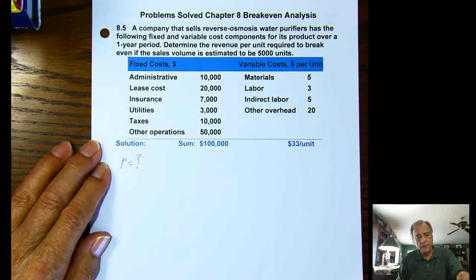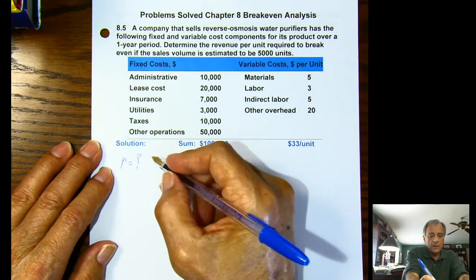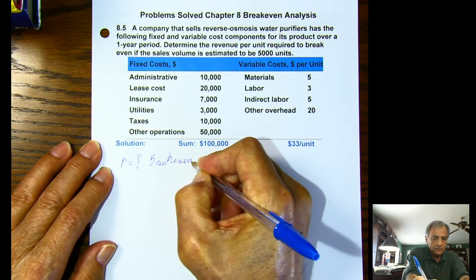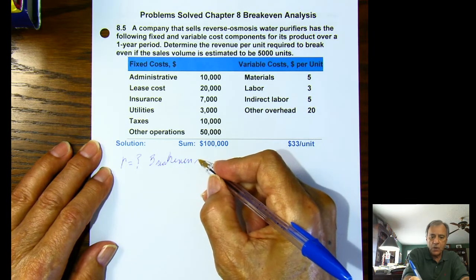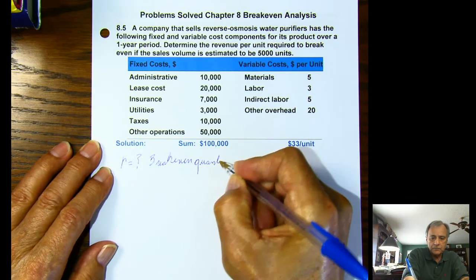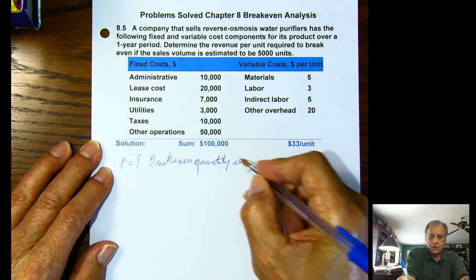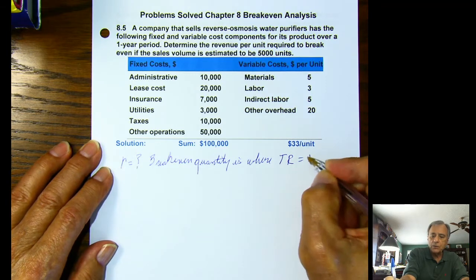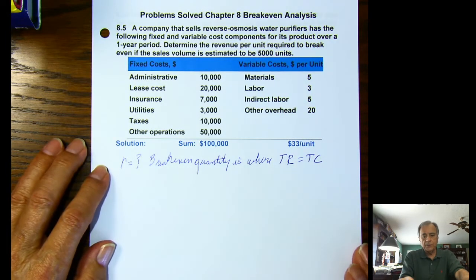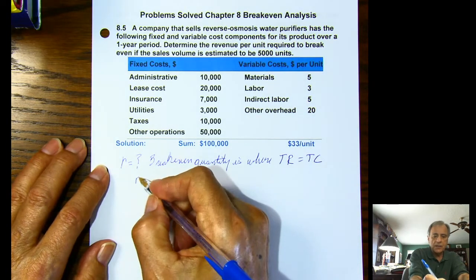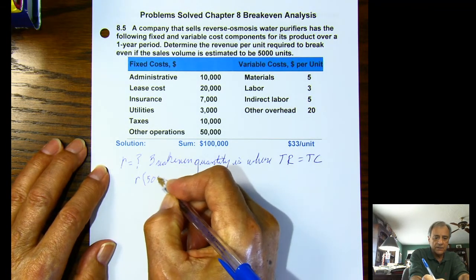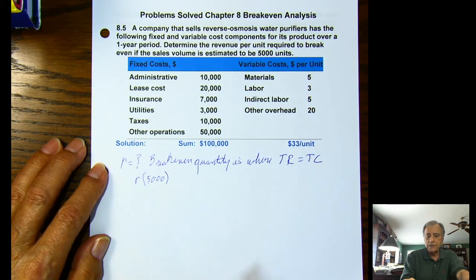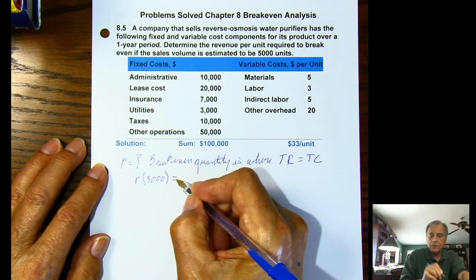And remember, the break-even point, the break-even volume or quantity, is where total revenue equals total cost. Okay. Well, the total revenue is simply R times Q, which in this case is 5,000 units per year. Everything is per year, but R is not known. So that's the total revenue. That has to be equal to the total cost.